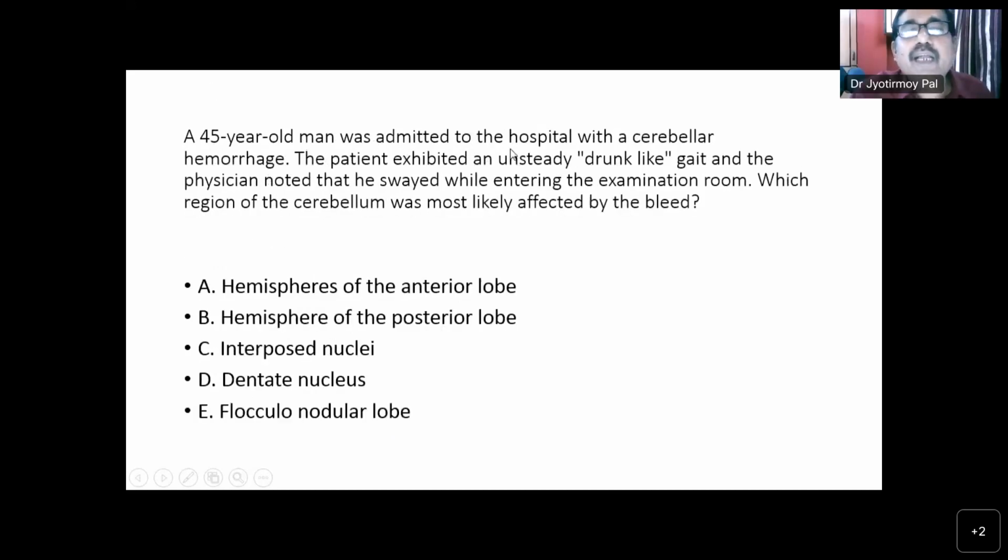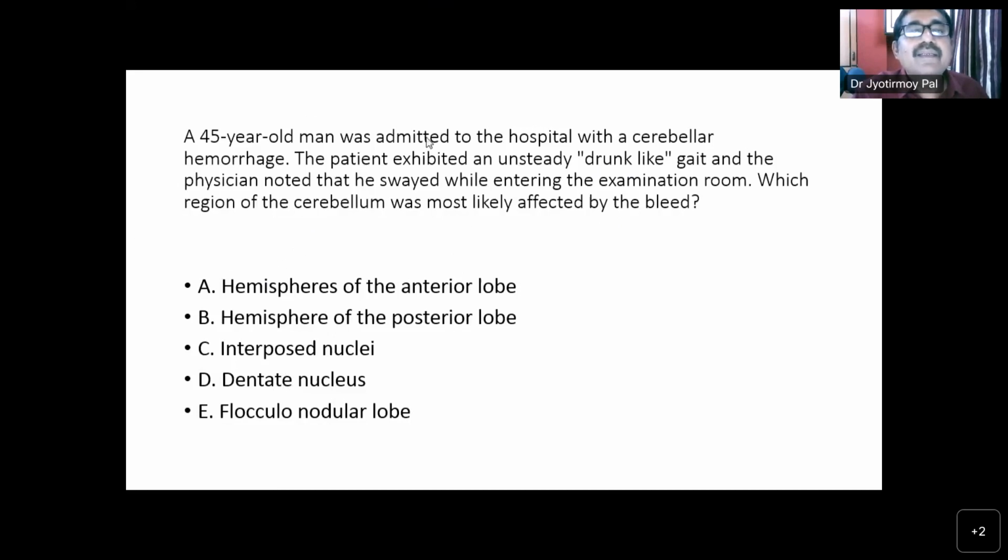A 45-year-old man was admitted to the hospital with cerebellar hemorrhage. The patient exhibited an unsteady drunken gait, and the physician noted a swaying movement while entering the examination room. Which region of the cerebellum is most likely to be affected by the hemorrhage? It is the anterior lobe, posterior lobe, interposed nuclei, dentate nucleus, or flocculonodular lobe. Which part is affected?